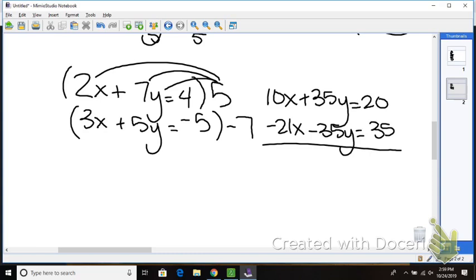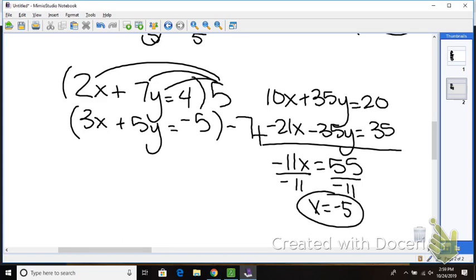When we combine, we're adding. So here I'd get negative 11x equals 55. Divide by negative 11, and you get x is equal to negative 5. Okay? Everybody good with that?